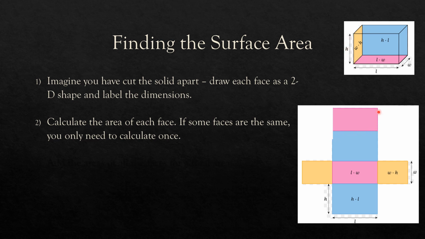And we'll notice that some of them are the exact same as others. This pink one is the same as this pink one. The sides of it that came out over here, this orange, and then the blue one would also be the same. So if some of the faces are the same, you only need to calculate once. You're going to calculate the area of each of these rectangles, and remember that if it's the same, you can just list it again instead of calculating again. At the end, you want to add the areas of all the faces to get the total surface area.